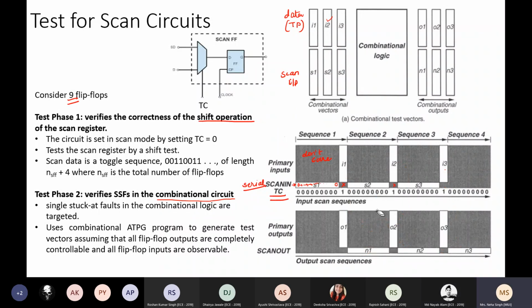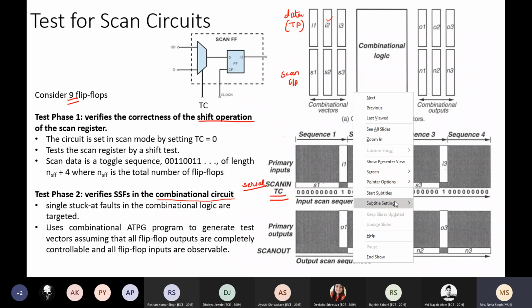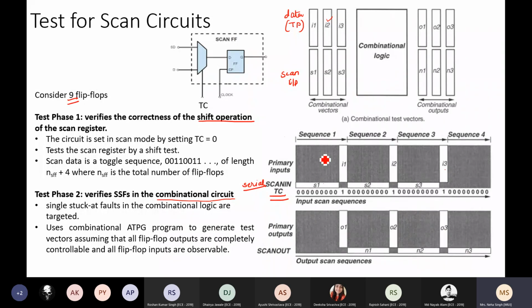All the gray region shown here represents don't care. So what I'm basically doing is I'm trying to test my circuit in two parts. The first part will be testing whether the scan shift register is working properly or not, whether the D flip flops are working or not. So for that I initialize my circuit with TC equal to 0. As soon as TC equals 0, my circuit is set in scan mode or test mode. So now I give my scan in, that is this S1.